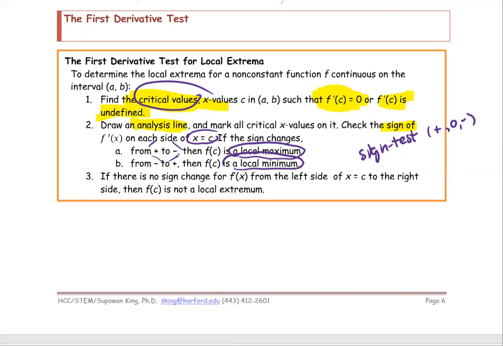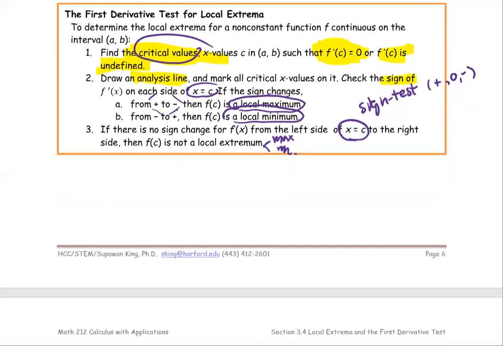And the last part here: if there is no sign change from the left to the right of the point x equals c, then the function has no local maximum or minimum. The extremum covers both max and min. So we have to look for the point where the sign changes from positive to negative or negative to positive. So this is about the first derivative test for the local extrema.